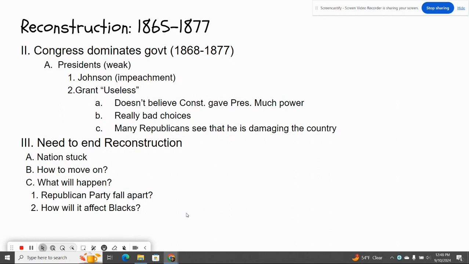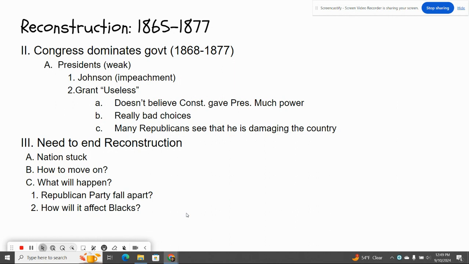So when we're looking at the time period of Reconstruction, we already went over some of the basics in the review that we did in the last lesson. If you need to, go back and look at the last Lessoncast. But Reconstruction is an era of nearly a decade of total control of the government by the legislative branch. Congress dominates the government. And that's largely due to the fact that there were two exceptionally weak presidents during the time period.